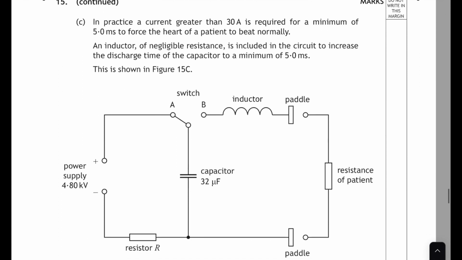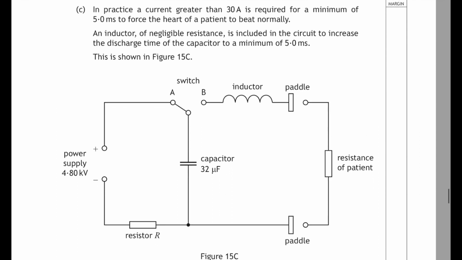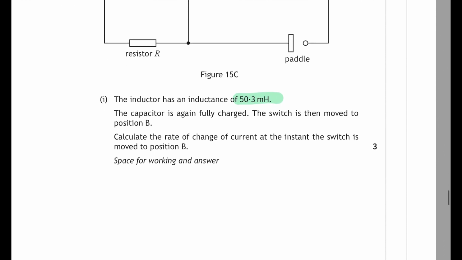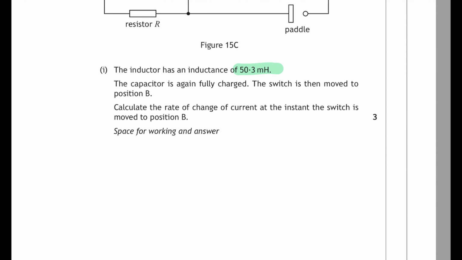Anyway, moving on, 15 part C. In practice, a greater current than 30 amps is required for a minimum of 5 milliseconds to force the heart of a patient to beat normally. So an inductor of negligible resistance is included in the circuit to increase the discharge time of the capacitor to a minimum of 5 milliseconds, and this is shown in figure 15c. Now the inductor has an inductance of 50.3 millihenries. The capacitor is again fully charged, then the switch is moved over to position B, and we have to calculate the rate of change of current at the instant the switch is moved to position B.